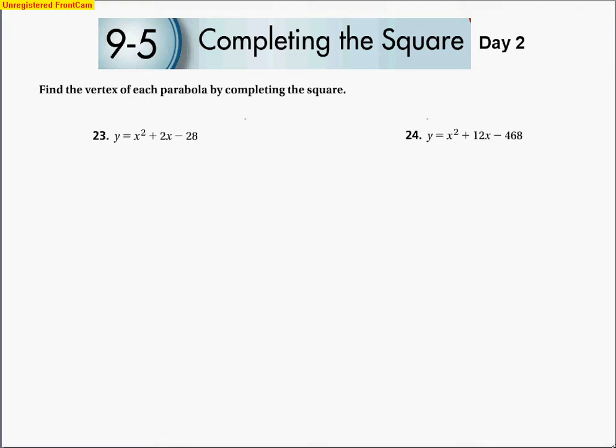This is the lesson for Chapter 9, Section 5, Completing the Square, day number 2. So for the first type of problem you're going to see, it's going to ask us to find the vertex of each parabola by completing the square.